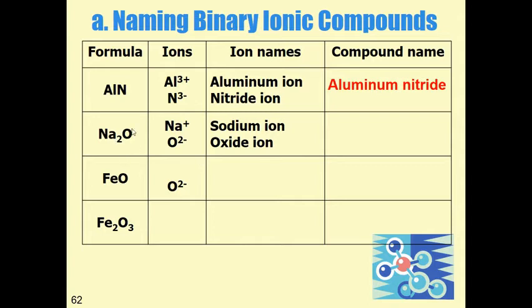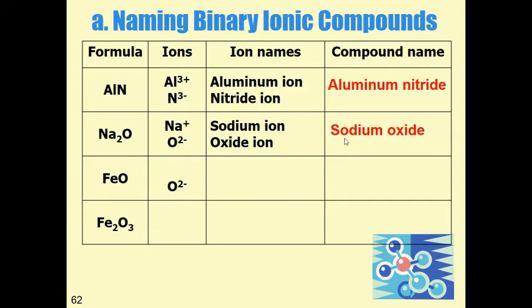Okay, let's try the same thing for sodium. For Na2O, the cation here is Na plus. The anion is O2 minus. You read that off the periodic table. Sodium ion is Na plus. This guy's called oxide ion. To put them together, you get sodium oxide.